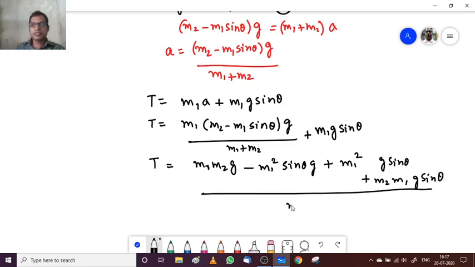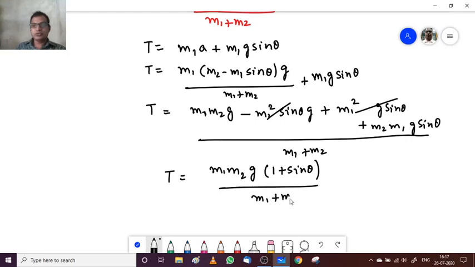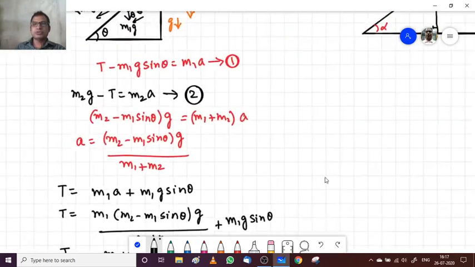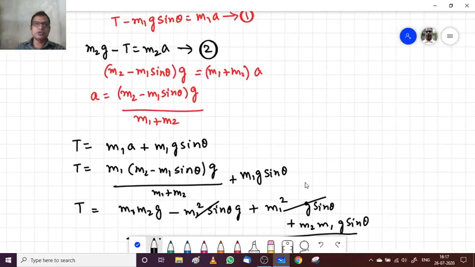upon m1 plus m2. Now let's see if we can cancel off some terms. I think this is gone over here, so that is what is left. So my tension in the string is m1 m2, that is common, g, that is common, and 1 plus sine theta upon m1 plus m2. Now let's go with our next example. This is how we have found the tension and the oscillation.